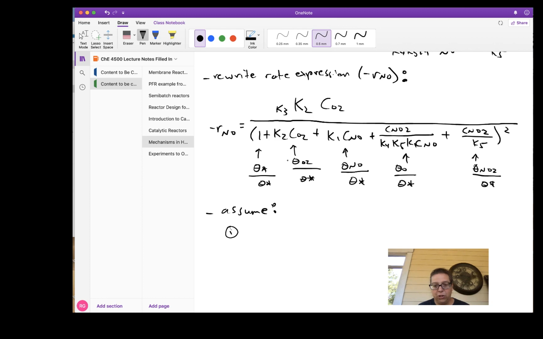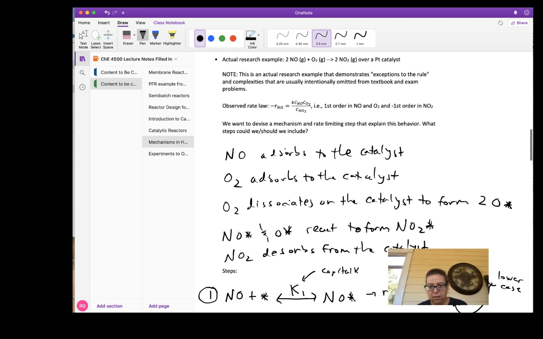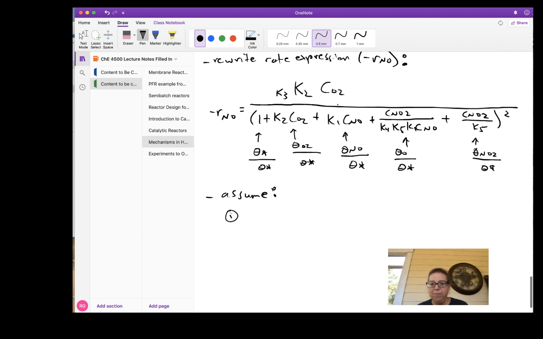One thing for sure, if I go back to my observed rate law, I know that I want to be first order in NO, first order in O2, and negative first order in NO2. So I already am first order in O2. That's a good thing. I want to leave that the way it is. So this term, I'm going to make that go away. I don't want that term in the denominator. It's going to ruin the fact that I've already gotten first order dependence on O2. So I'm going to assume that theta O2 is approximately equal to 0.